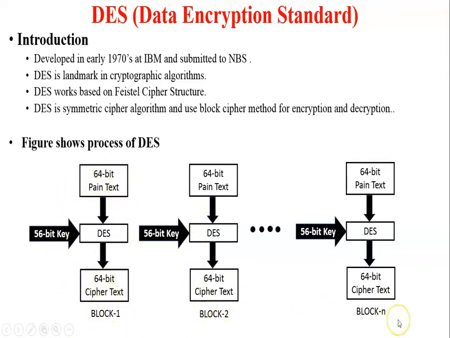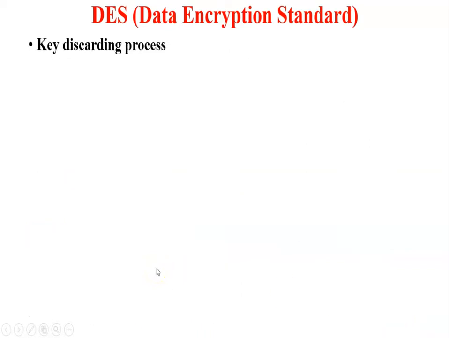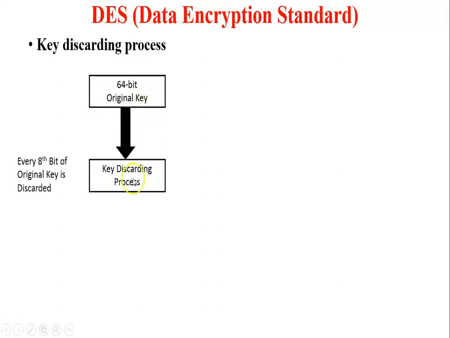Here the plain text and key size are different, so the question is how can it work. We will discuss later on how it works with a 64 bit block and a 56 bit key. This encryption process is for block 1, then block 2, and up to block n.